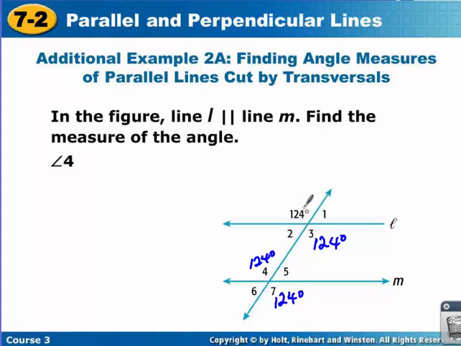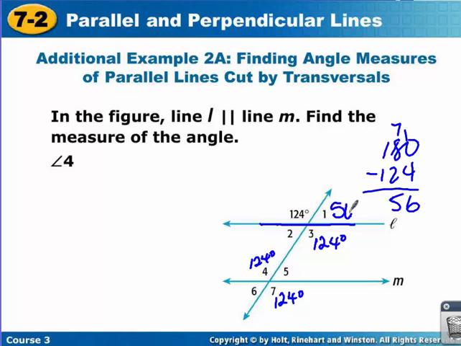So now I need to find the other ones. Okay, angle 1. Well, I know this given angle, 124, and angle 1 lie on a line. So that means they're supplementary. So I can take 180 degrees and subtract 124 from that. And I find out that angle 1 is 56 degrees. So if angle 1 is 56 degrees, then angle 2 is going to be 56 degrees. And angle 5 is going to be 56 degrees. And angle 6 is going to be 56 degrees.